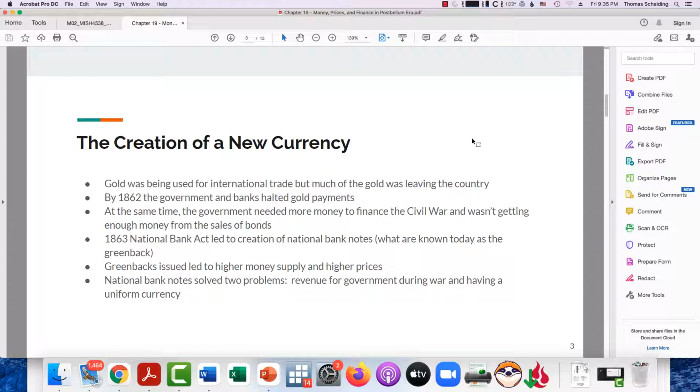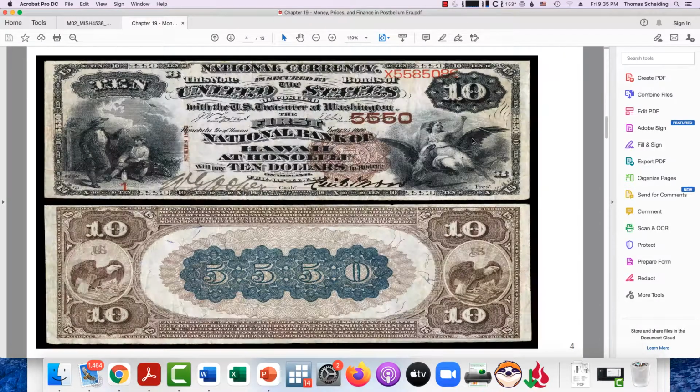Right? Because if you're printing lots of national banknotes, that will reduce the deflation that was happening. Now, here's an example right here, which is actually from Hawaii. It's a pretty well preserved note.